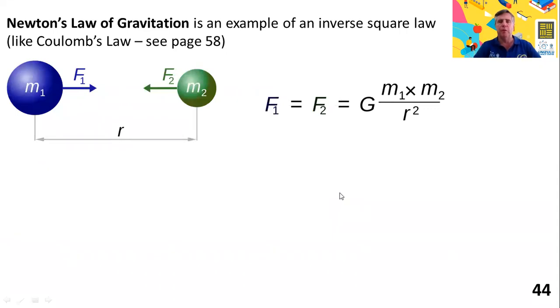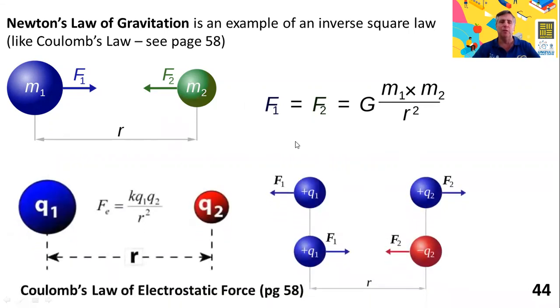So, Newton's law of gravitation. This amazing scientist Isaac Newton was responsible for his three laws of motion and his law of universal gravitation, which really changed the world by helping us to understand gravity and being able to plot the motion of planets and things like that. It's an example of an inverse square law, in that the force that M1 exerts on M2 is proportional to each of the masses, but inversely proportional to the square of r, the distance between their centers.